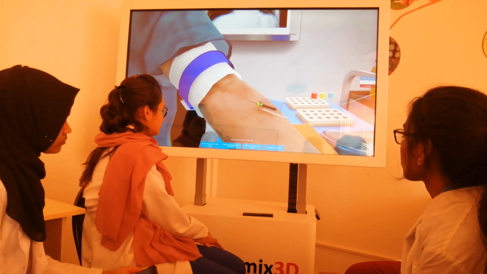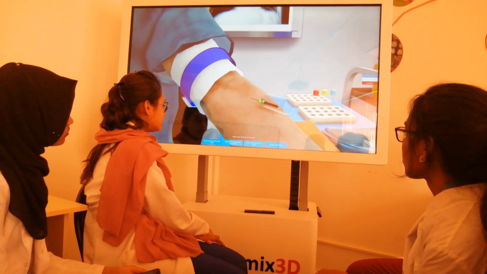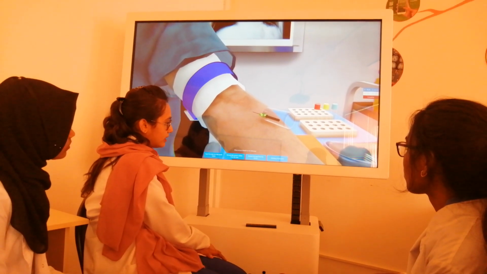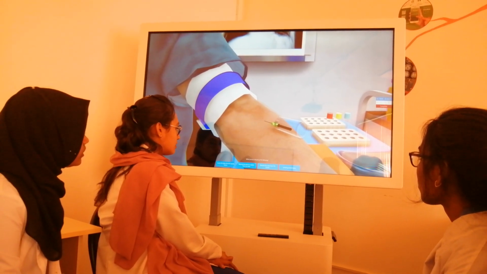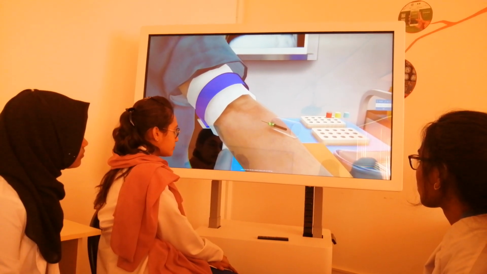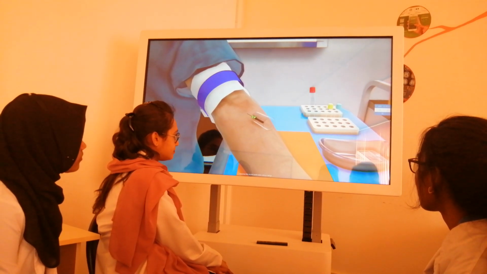What process should be the following? Insert the tube into the needle holder, remove the vacuum system from the vein, remove the tube from the holder, labeling of test tubes. Insert the tube into the needle holder.